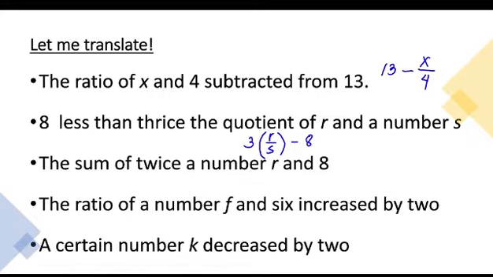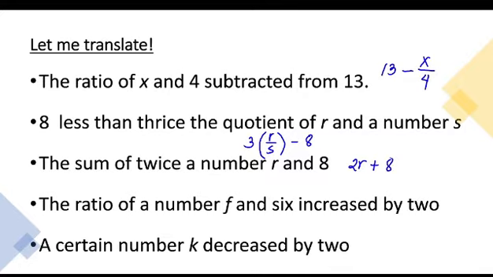How about the next one? The sum of twice a number r and 8. The sum, so this is addition. So the sum of twice a number r, so twice a number r plus 8. So that is the sum.